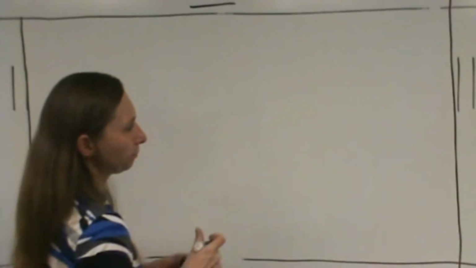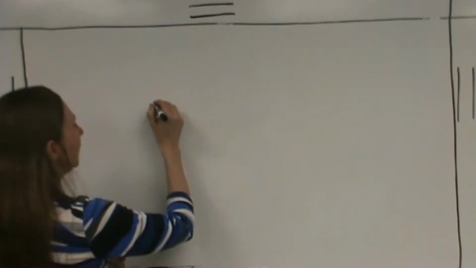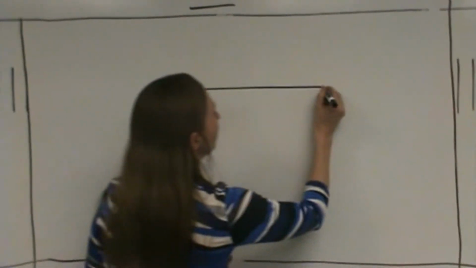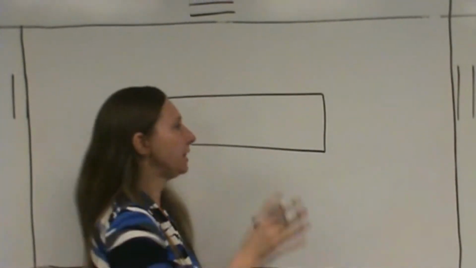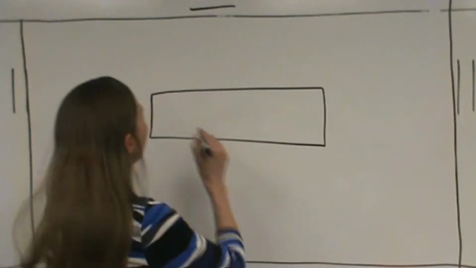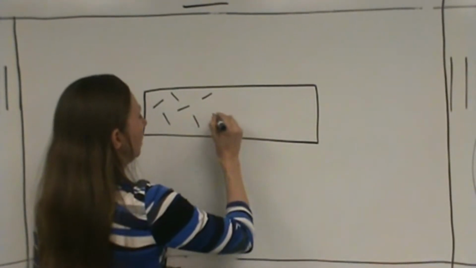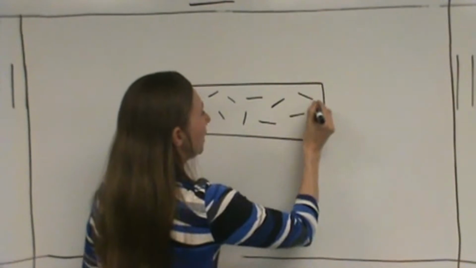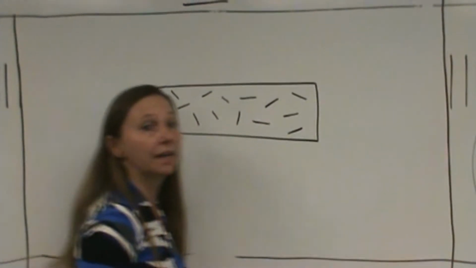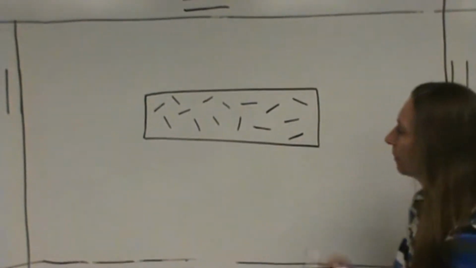Now, the problem with most pieces of metal, let's take a chunk of iron, for example, is that the atoms and their electrons are randomly oriented. They're all over the place. So whatever little magnetic fields are being created, they're all kind of canceling each other out. So you don't have a magnet.